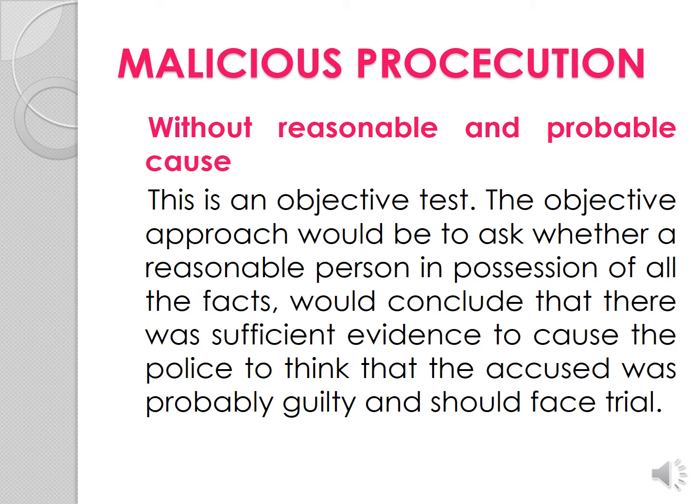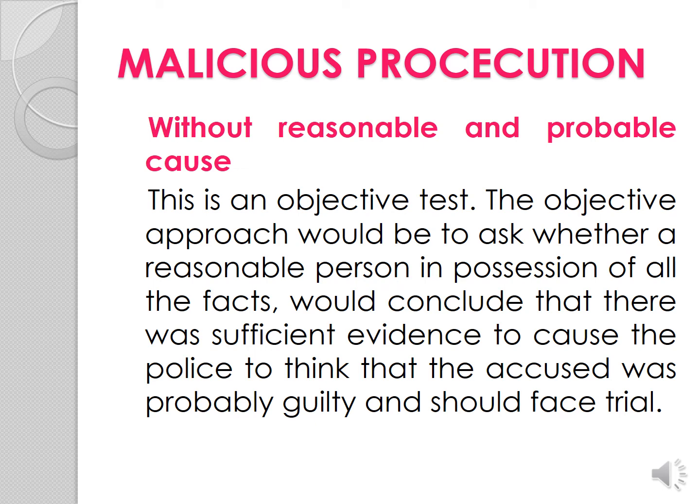The second element that needs to be established is that the prosecution must have been initiated without reasonable and probable cause. This particular ingredient depends on the circumstances of each case, and the test of a reasonable man is used to determine what could constitute reasonable and probable cause. I think that the whole aspect is whether a reasonable man in possession of all the facts would conclude that there was sufficient evidence to cause the police, for example, to think that the accused was probably guilty and should face trial.